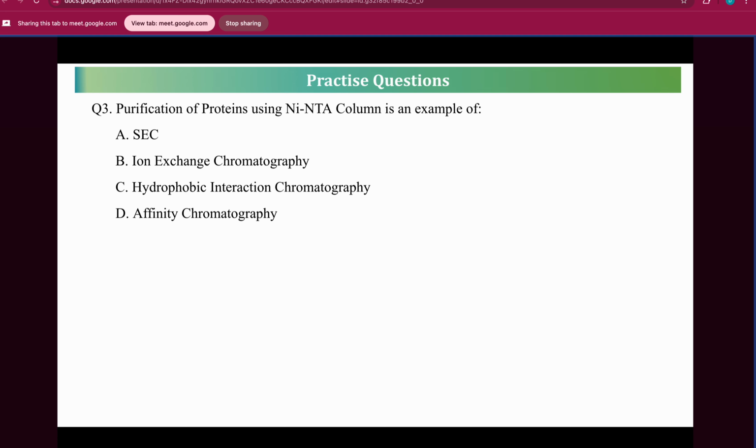Now let's look into the next question. The next question is, purification of proteins using the nickel NTA column is an example of option A, SEC, which means size exclusion chromatography. Option B, ion exchange chromatography. Option C, hydrophobic interaction chromatography. And option D, affinity chromatography. So now you have to tell which of these techniques this purification using the NiNTA column is an example of.